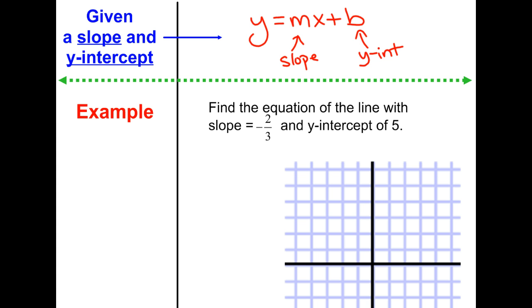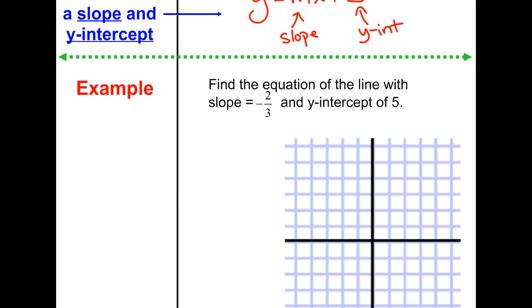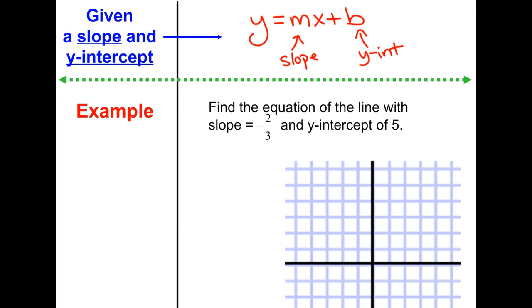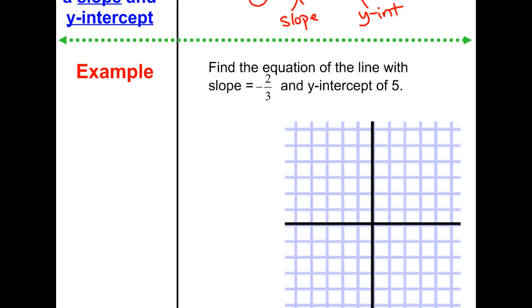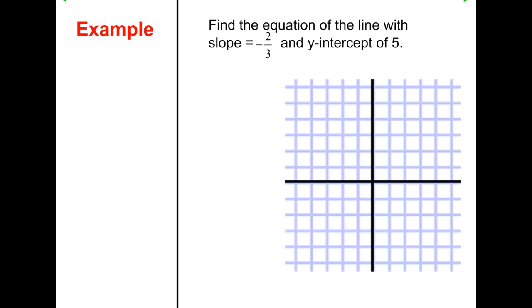Now, I'm not going to graph these problems. I suggest you do just to get an extra little practice on doing the graphs, but I'm not going to graph them just because I want to keep this video just talking about writing the equations. So, find the equation of a line with a slope of -2/3 and y-intercept of 5.